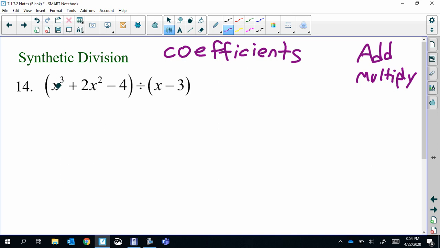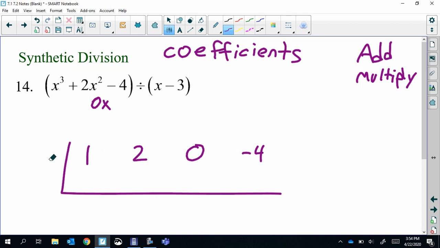So we take the first, again, like we did in the other one, to make sure you don't have anything missing. We do have a 0x there. X was missing. So we take our coefficients, which would be 1, 2, 0, and negative 4. Make sure you take the negative signs with it.